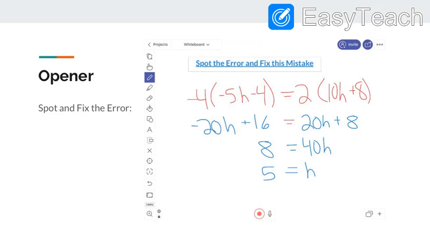Again, we're going to start with this opener. You're going to spot the error and fix it. That's what we're doing as a class opener. You want to make sure there's at least 3 different errors in this, so make sure that you can find all 3 of those, fix them, and solve this one correctly. Sometimes it's helpful just to start from the top and redo the problem on your own without looking at this work.